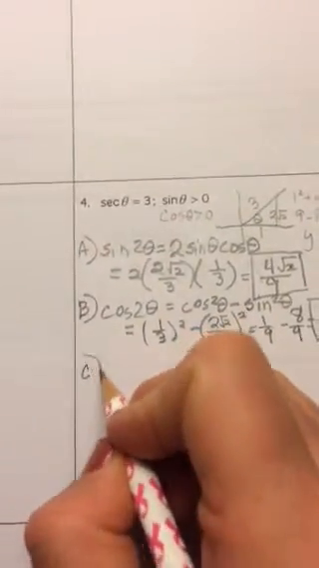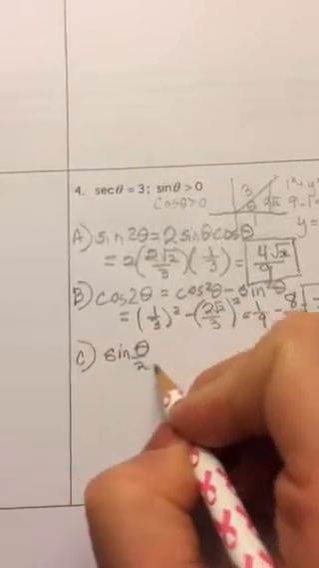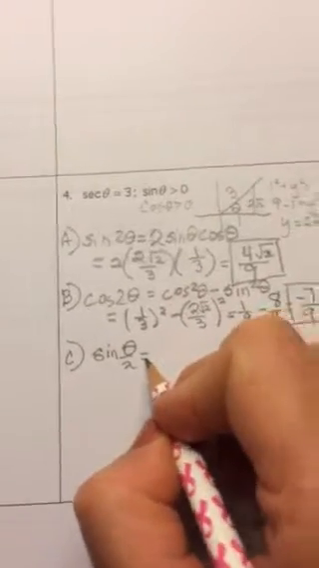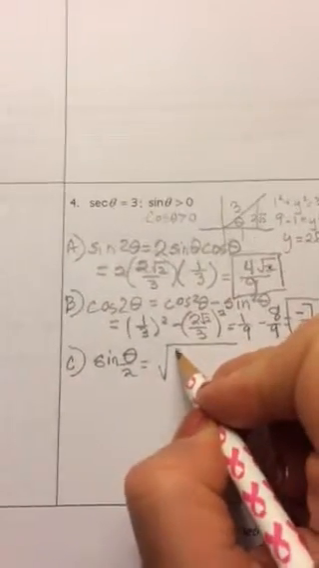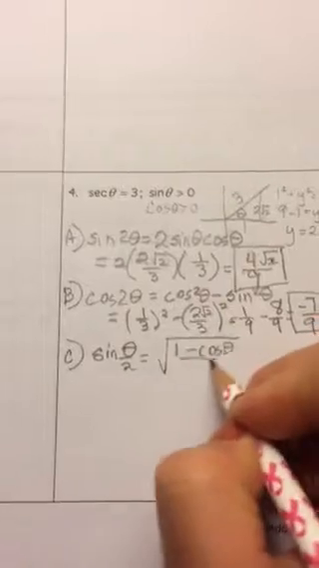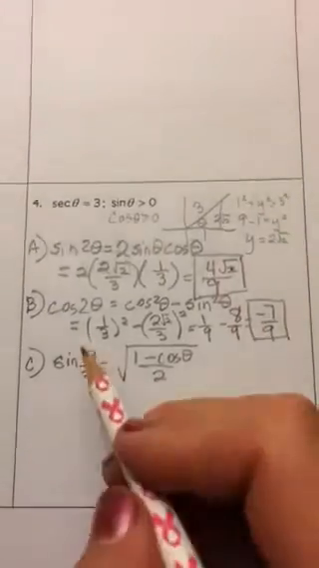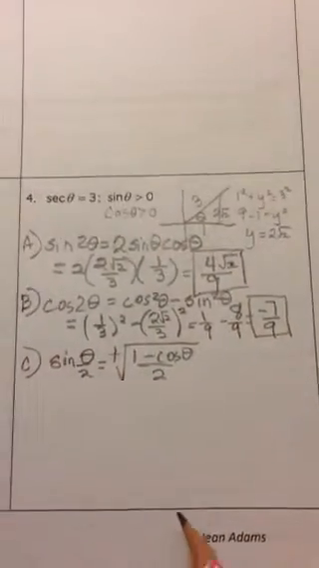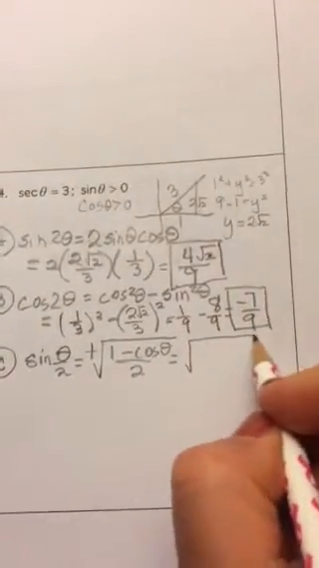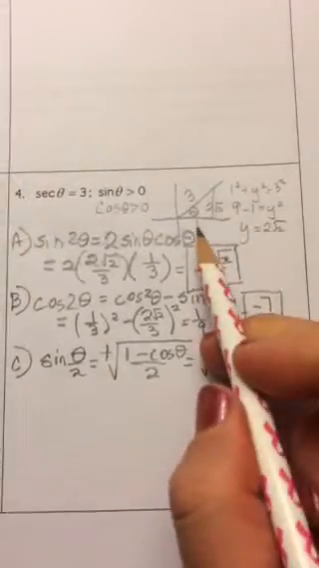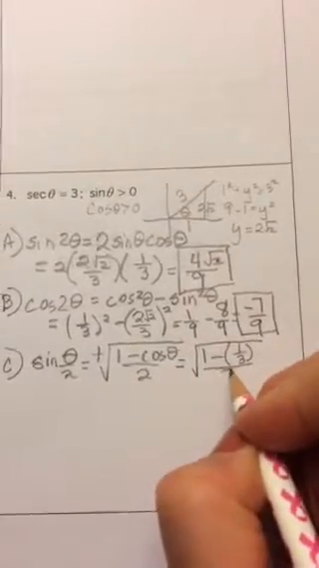Great. Let's move on to C, which is the sine of theta divided by 2. Okay. The equation I'm going to use is the square root of 1 minus cosine theta divided by 2. Because I've restricted theta to be in the first quadrant, I'm going to choose the positive square root this time. Okay, let's place some values. Square root 1 minus the cosine, 1 divided by 3, quantity divided by 2.